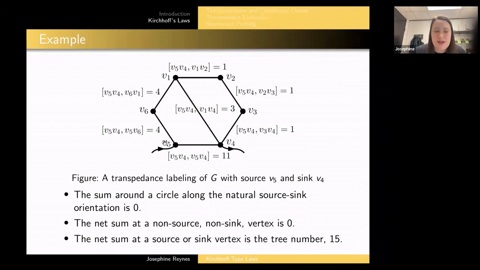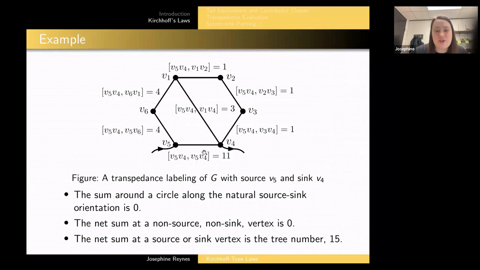The first one I want to talk about is the sum around a circle along the natural source sink orientation being 0. So if I started, say, at V1, I'm traveling toward the source along this edge, or the sink along this edge. So it's a natural orientation, so it's positive. So it's 1, and then 1, and then 1. So that sums to 3. And then I'm traveling away from the sink. That negates this transpedance value. That's -3. And +3 plus -3 is 0. So the sum around a circle is 0 using the natural source sink orientation.